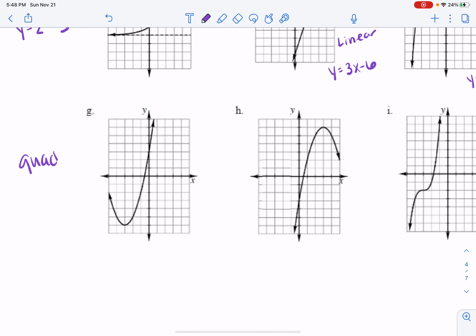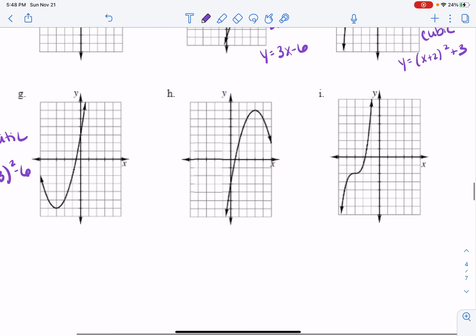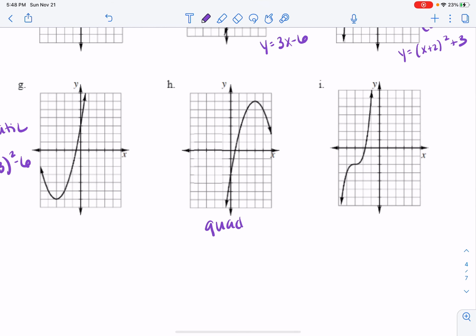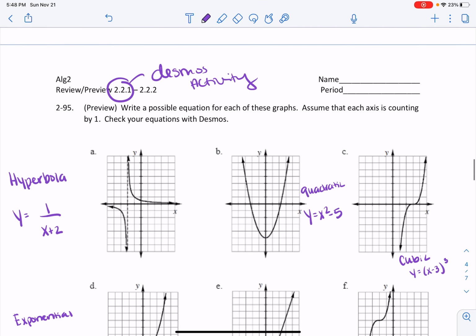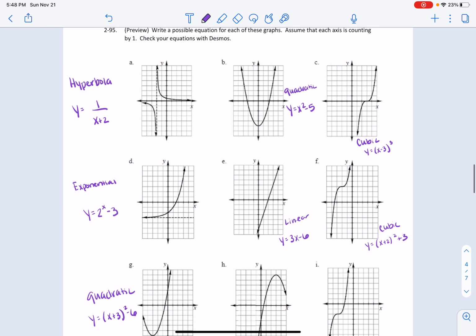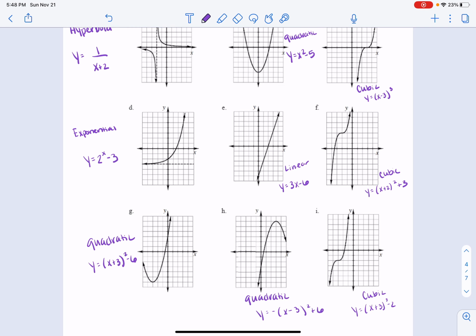Here we've got another quadratic. Here, quadratic again. And then cubic. And remember what it said up here. Write a possible equation, right? So go into Desmos, play around with it, and maybe you're going to have equations that look a little bit different or whatever, but here's hopefully a good starting point for you.